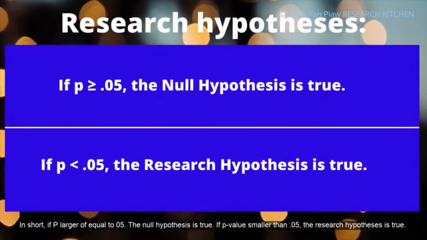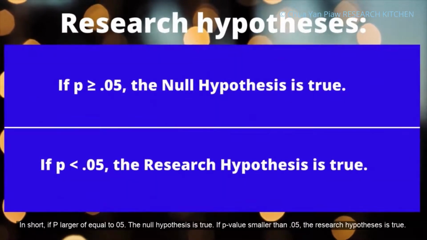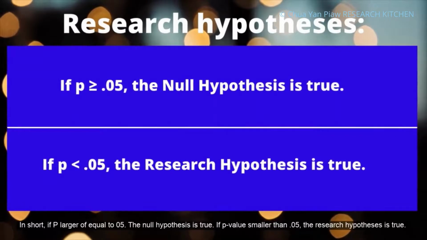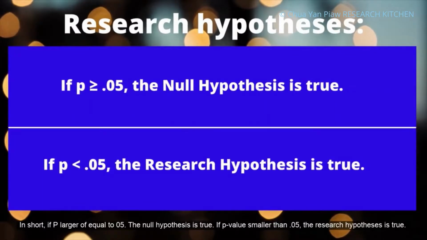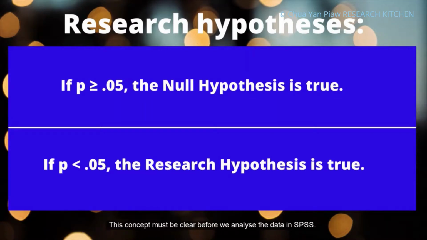In short, if p value is larger than or equal to 0.05, the null hypothesis is true. If p value is smaller than 0.05, the research hypothesis is true. This concept must be very clear before we analyze the data in SPSS.